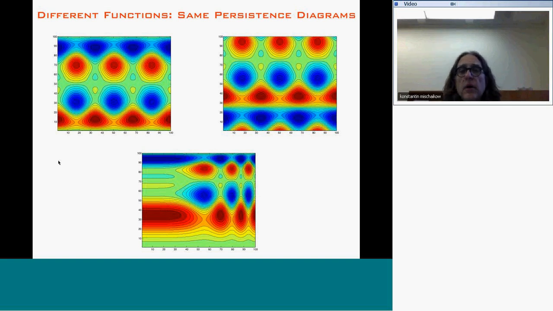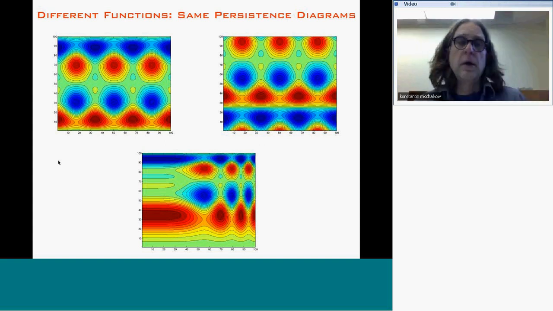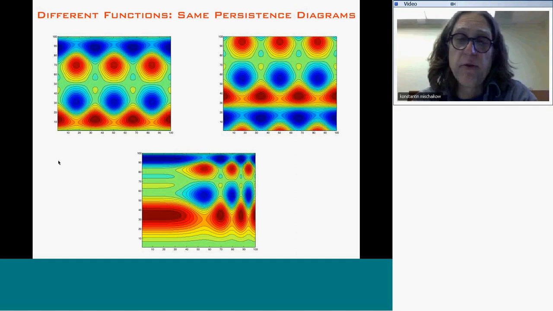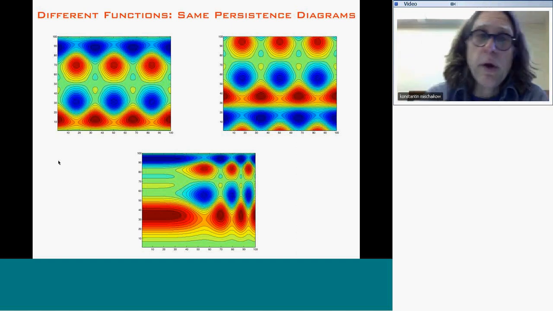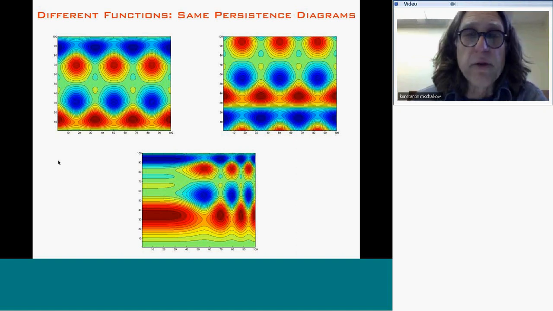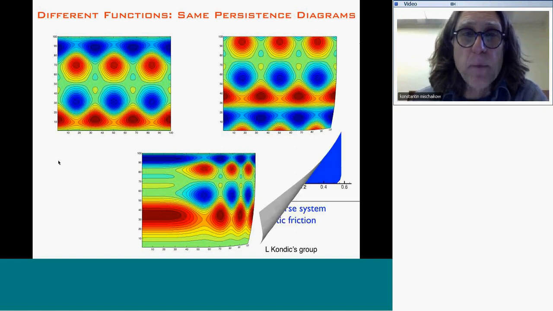If you're looking at a system where you really don't care about this particular spatial structure, then persistent homology is great. If distinguishing between these spatial structures is really important, then persistent homology is going to be a disaster. Okay.